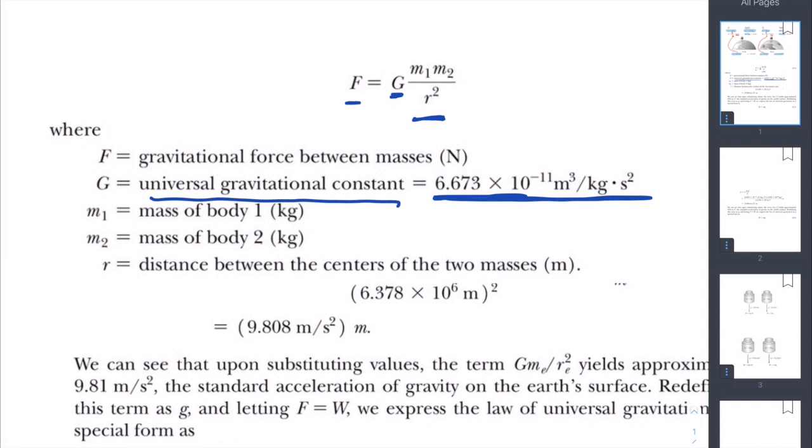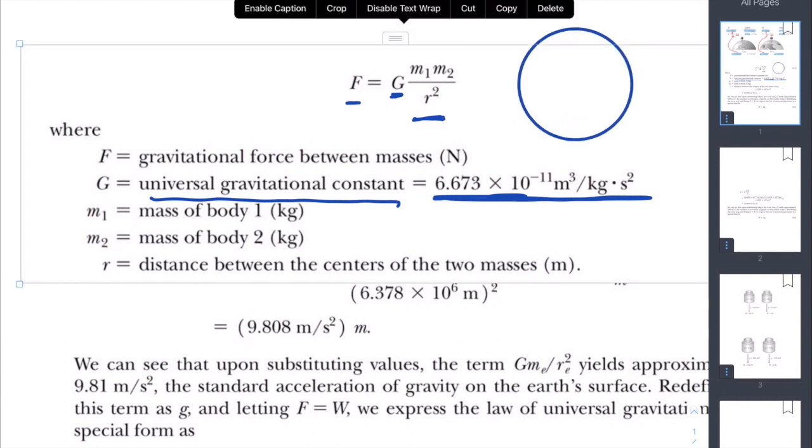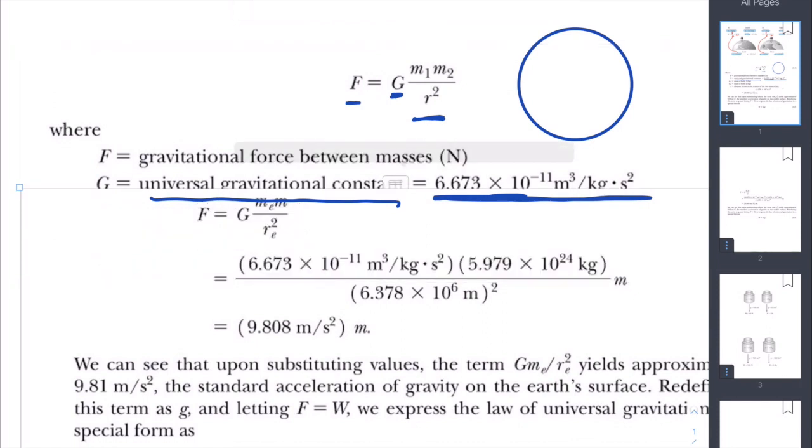So let's think about this picture of the Earth. The Earth is modeled as a sphere, and the radius of that sphere is big. In fact, they're talking about that right here with this number, 6.378 times 10 to the 6th meters. So there's the radius part.